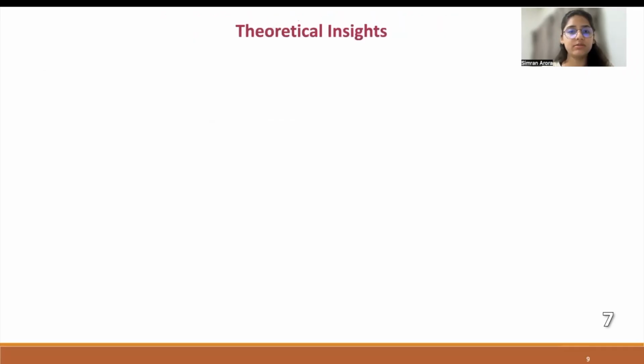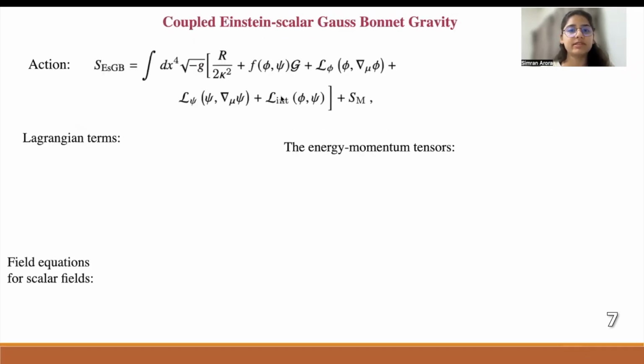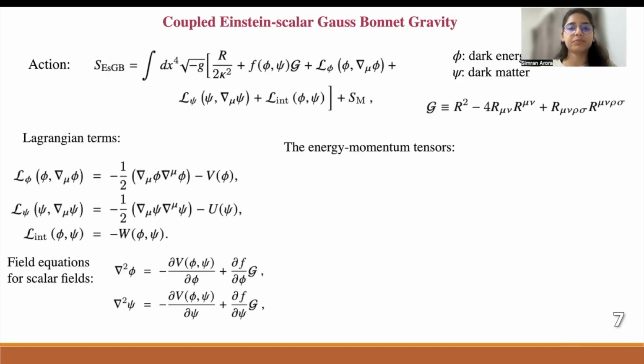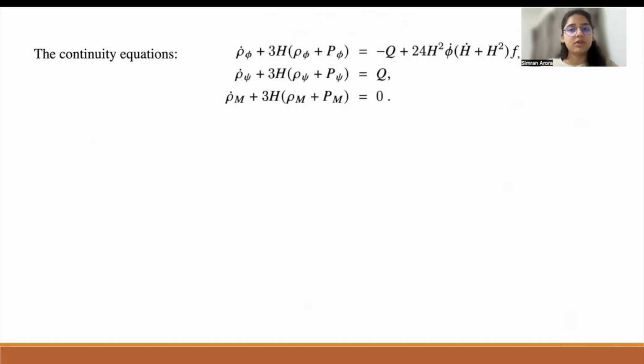Okay, I forgot to tell about f. This f is basically the coupling function with the Gauss-Bonnet term, right? So this is the f function, the derivative of f coming from there, depending on phi and psi at the moment. But since it's a very complicated system, we try to fix this f to be only a function of the phi field. Next comes the continuity equation.